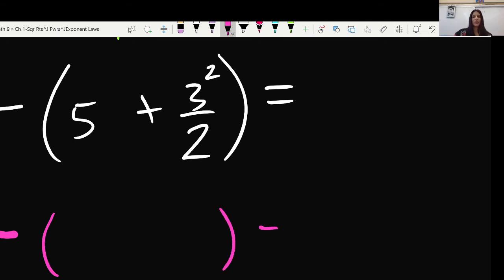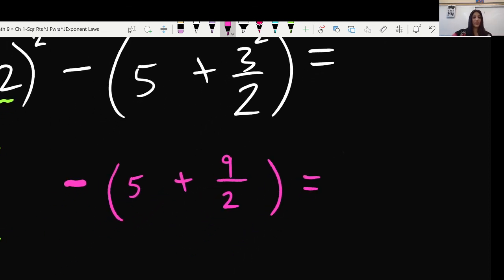And then again, even within the brackets, there's a bunch of stuff going on. So within the brackets, notice that there's addition here. I leave that till the end. And then I have a fraction and there's an exponent on that fraction. So I'm going to do 5 plus, let's simplify this. Remember BEDMAS, so the exponent part has to come first. So 3 squared is 9 over 2. 5 plus 9 over 2 is what we're dealing with.